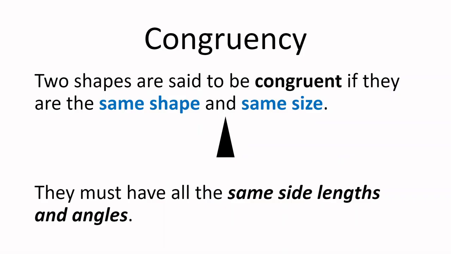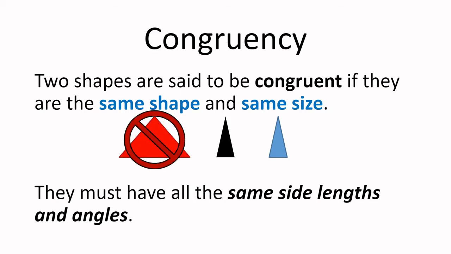Mainly, what is congruency? Two shapes are said to be congruent if they are the same shape, so for example, this black triangle here, and the same size. To be congruent, they must have all the same side lengths and angles. So, for example, this blue triangle would be congruent to the black triangle if we could measure all the side lengths and angles and confirm that they are the same.